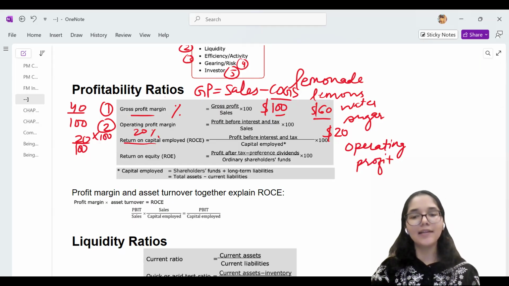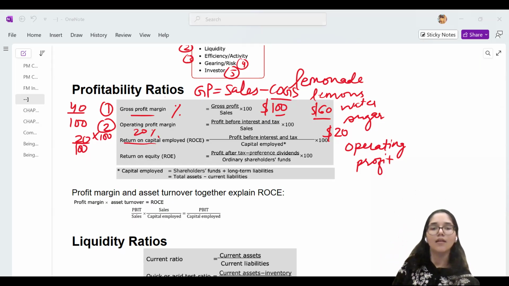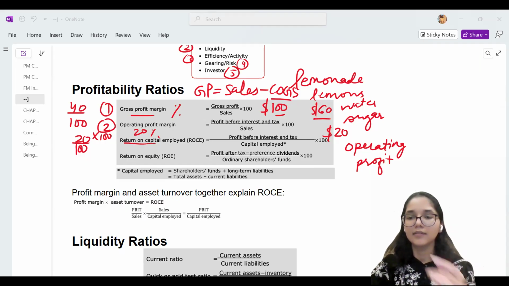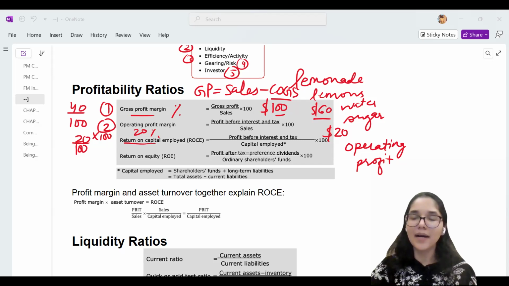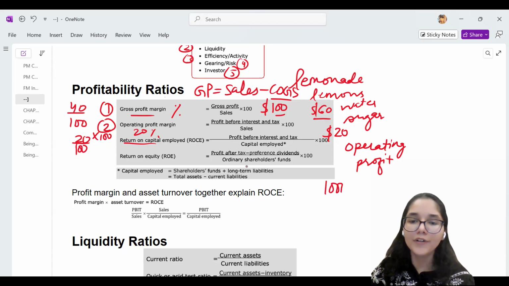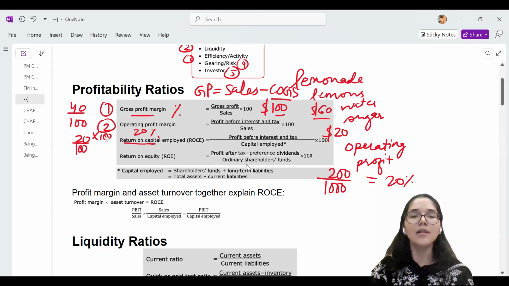Would anyone like to tell me the interpretation of this ratio? What do we calculate using the ratio? What do we find out on calculating the return on capital employed? Yes, how much is the return on the money that you have invested in the business? So let's suppose I have invested $1,000 in the business, and over those $1,000, my operating profit is 200. So that will give me 20% as the return on capital employed.